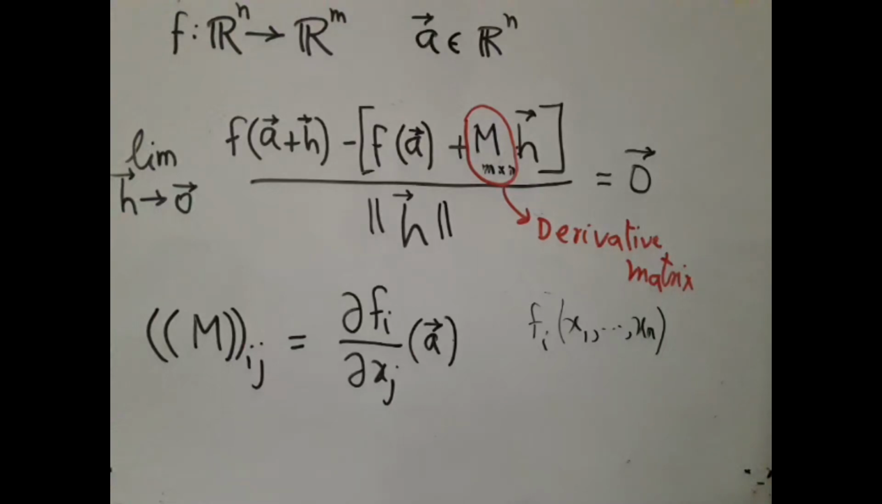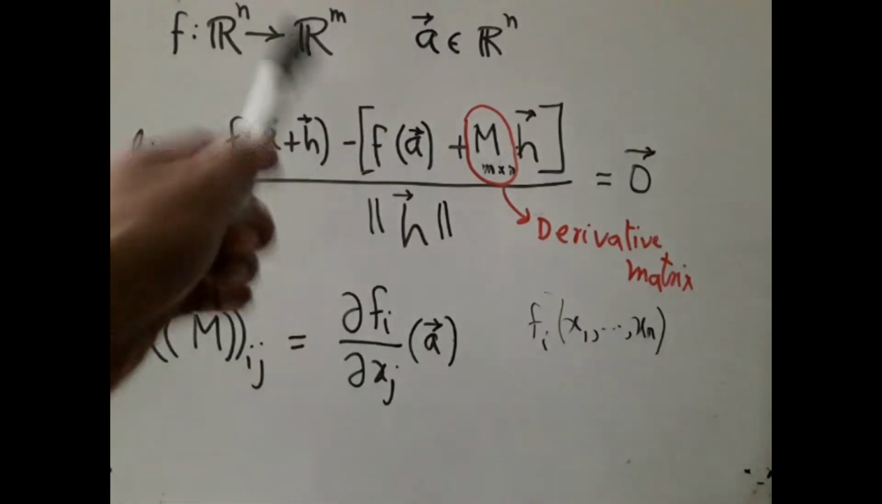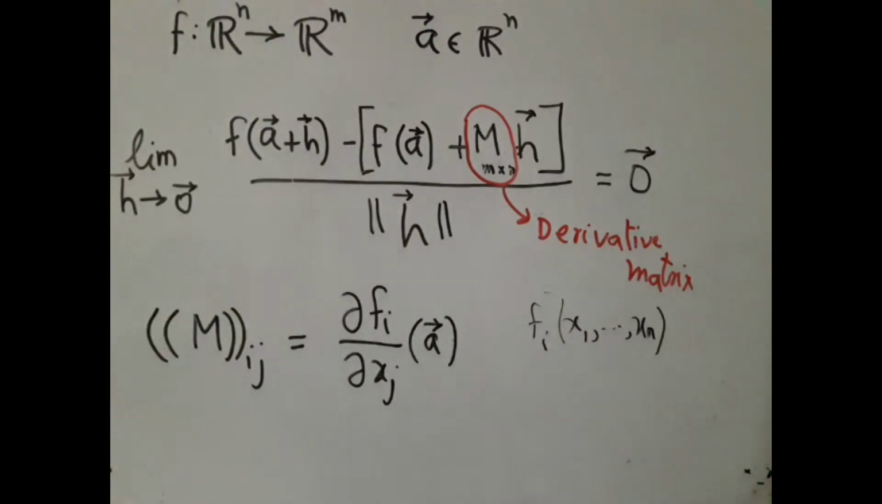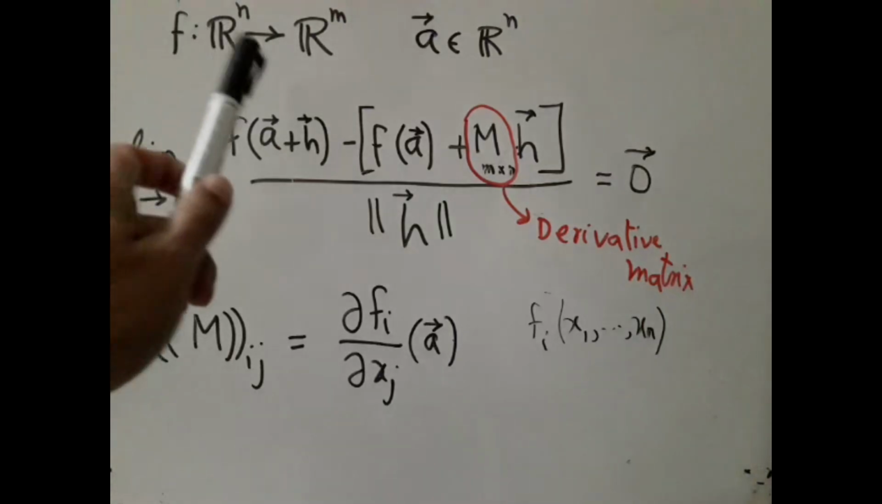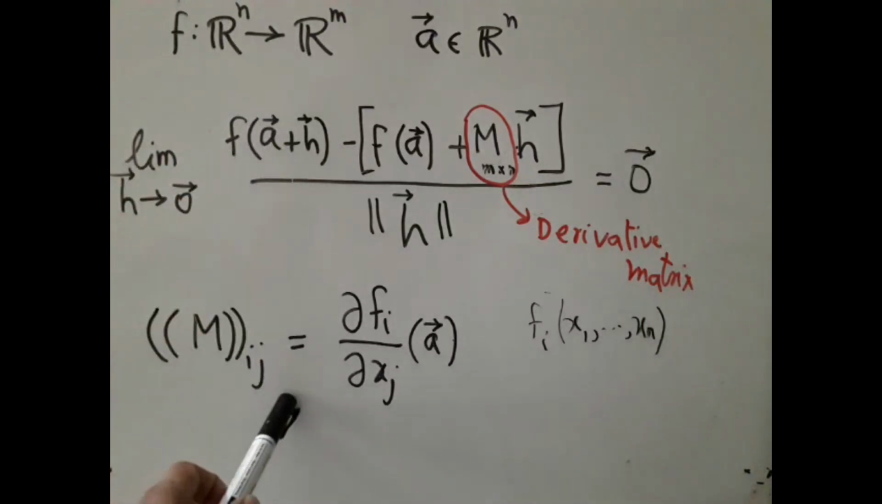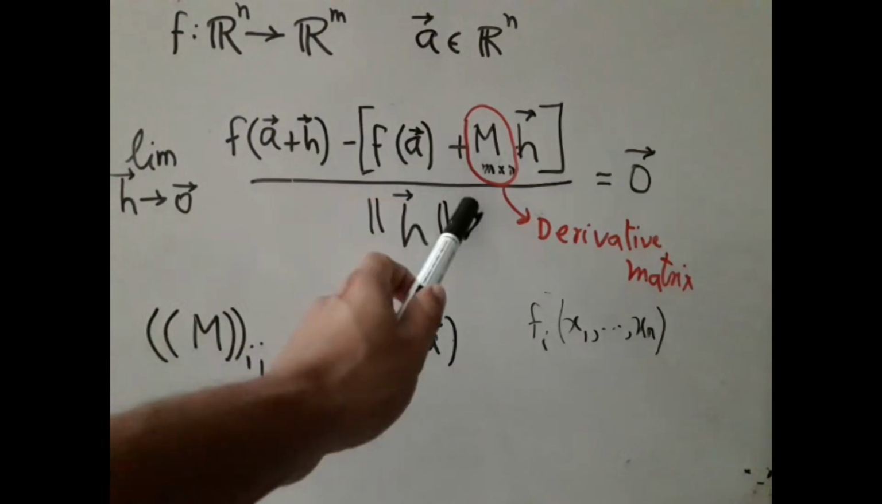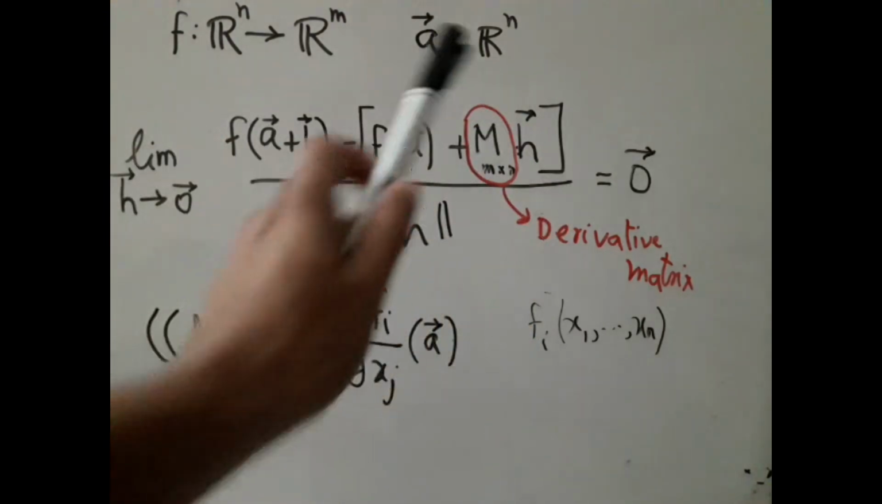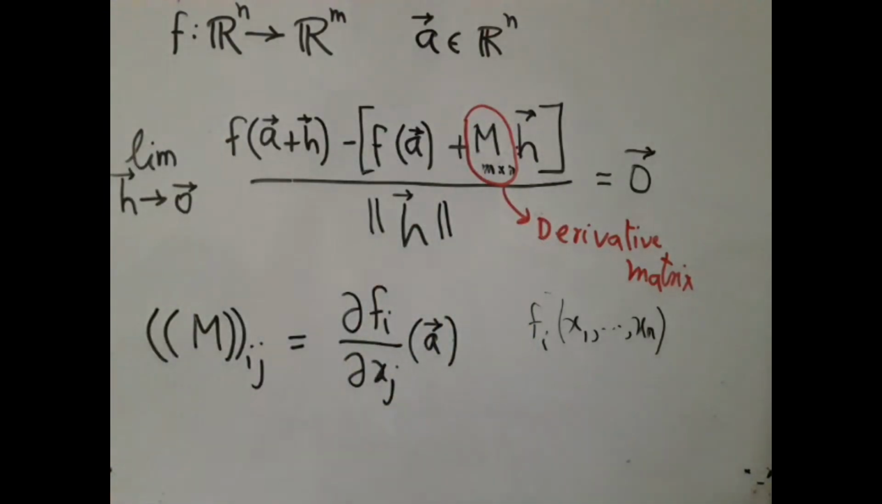Now there is a big difference between this and what we have seen for the one-dimensional case. In that case, these two things were equivalent. If this holds, then that holds. If that holds, then this holds. But in this case, if this holds, then definitely this will hold. That is, if you have some m for which this holds, that m must be given by this.